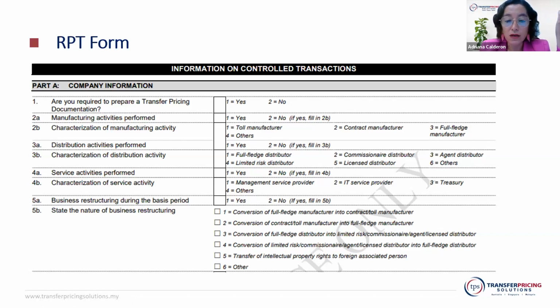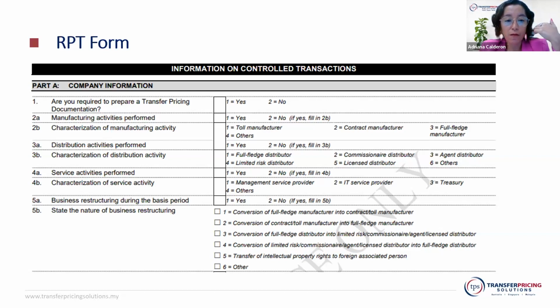So what is a limited risk distributor versus a commissionaire distributor versus an agent distributor versus a licensed distributor? And what is the profile in terms of assets, risks, and functions of that entity, to choose one after the other? So I think for these questions, taxpayers will struggle to complete them without a proper TP documentation in place. Because just to be clear, this refers to characterization for TP purposes.